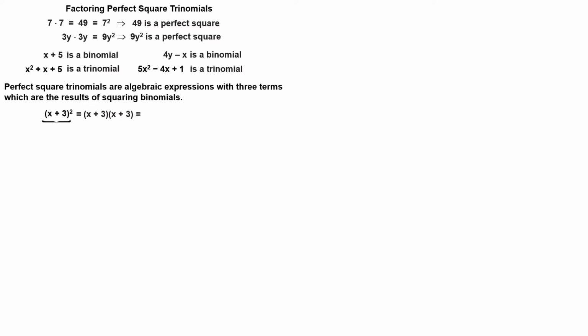Perfect square trinomials are algebraic expressions with three terms, which are the results of squaring binomials. We will work on two examples. This is a binomial squared. It's the same as x plus 3 times x plus 3. Applying the distributive property and collecting like terms, we get a perfect square trinomial.